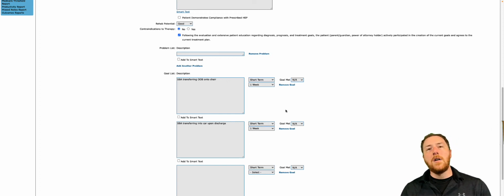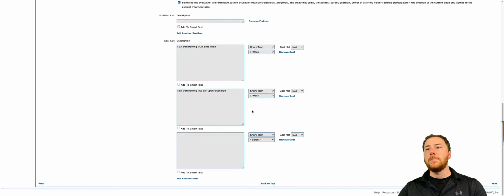It's really dependent on what the patient's hopes and dreams are, but also what you feel the patient needs to be able to either get to the next place of care. For instance, transferring out of bed into a chair, transferring into a car upon discharge. Those are very specific to possibly a hospital, but those would not necessarily be appropriate for an outpatient unless they're very low level. Again, put them short term, 1 week. We want to hit them well and get them on their way, right?